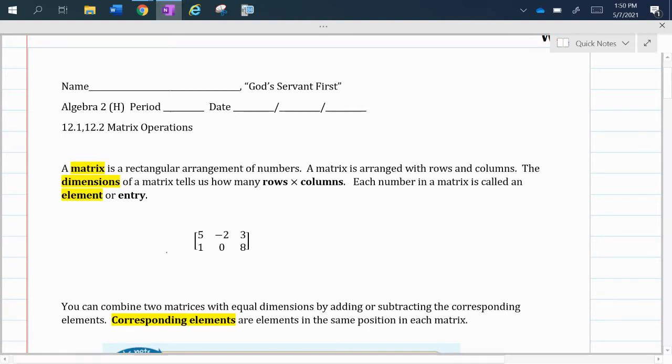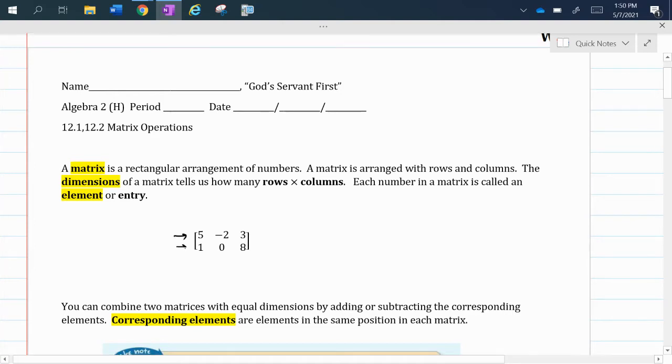So the matrix that I gave you here has 2 rows, 1, 2, and it has 3 columns. So we say that the dimensions is a 2 by 3 matrix. And if I wanted to know the element in row 2, column 2, it would be 0.